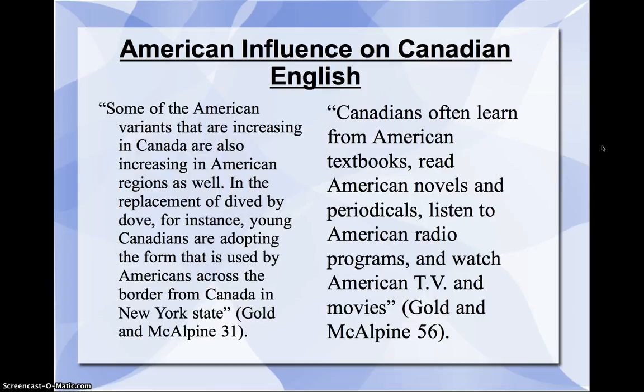Some of the American variants that are increasing in Canada are also increasing in American regions as well. In the replacement of "dived" by "dove," for instance, young Canadians are adopting the form that is used by Americans across the border from Canada in New York State. Canadians often learn from American textbooks, read American novels and periodicals, listen to American radio programs, and watch American TV and movies. Gold and Alpine.